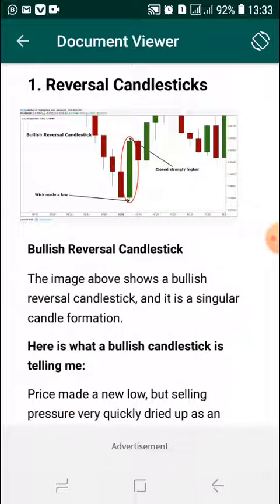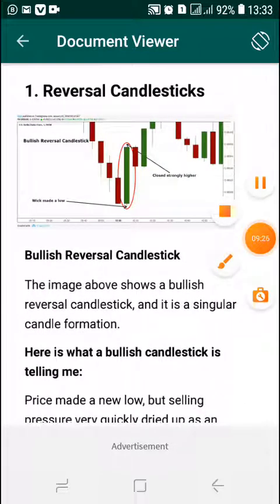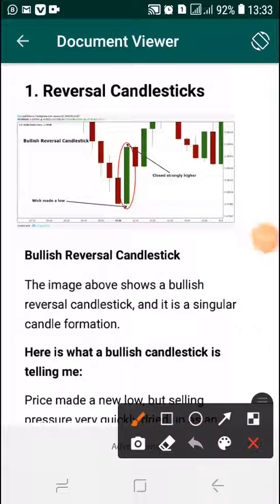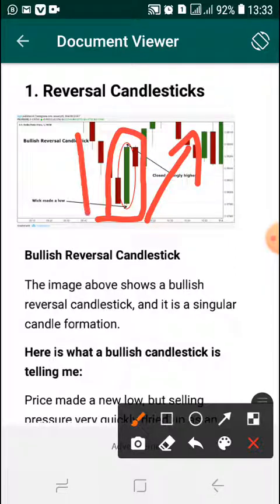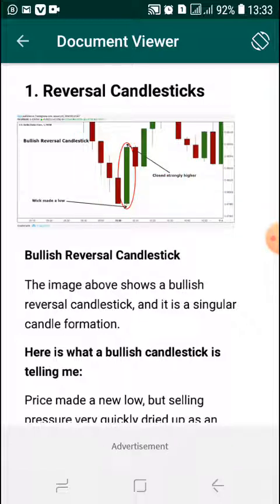So as you can see right here, there are two candles. These two candles can be used as a pattern to direct you that the market is going up from coming down. Also other traders can use only one candlestick to tell them that there's a possibility that the market is going up. So the image above is showing us a reversal candlestick, and it is a singular candle formation, which is the bullish one.